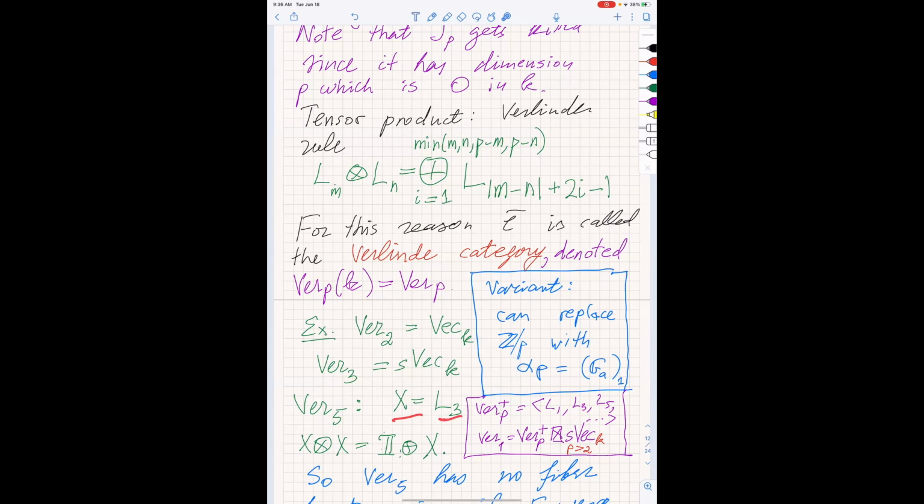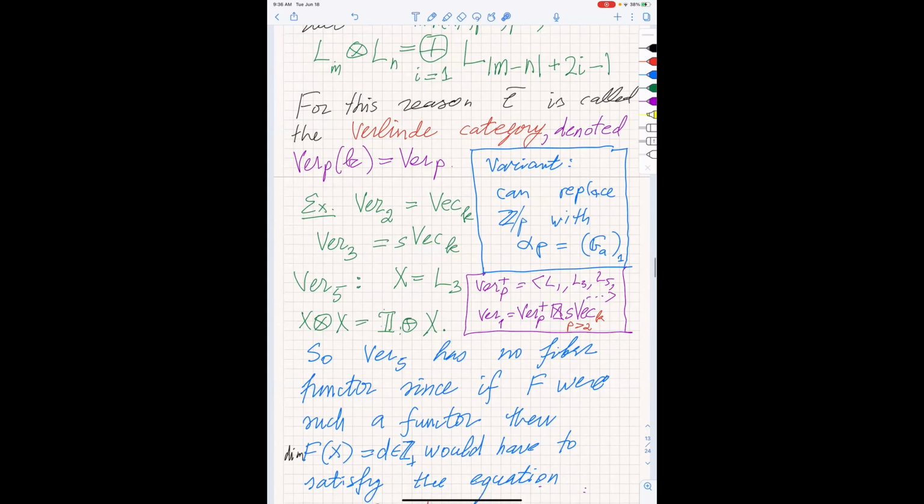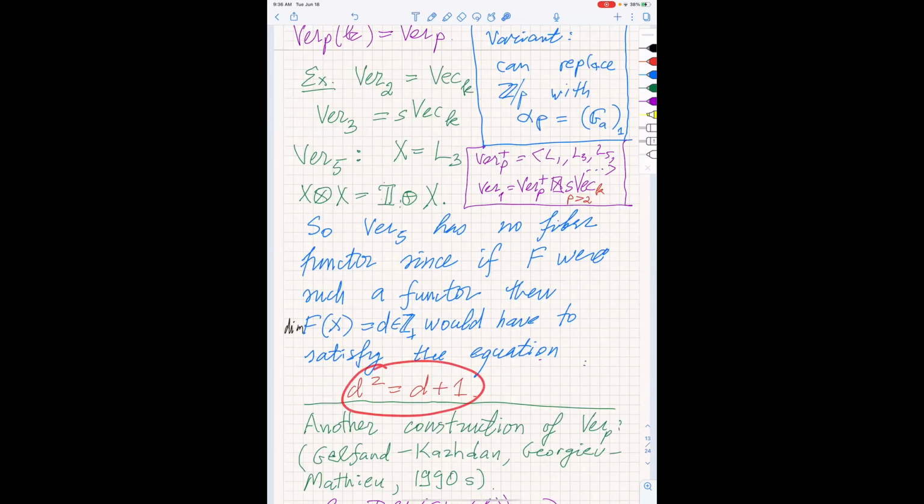And so if you take the object L_3, it generates the subcategory Ver_5^+ in it. And if you tensor it with itself, well, remember J_3 times J_3 equals J_1 plus J_3 plus J_5, but J_5 drops out, so you will just get J_1 plus J_3, which can be written as X times X equals 1 plus X. And so for this reason, we know that the multiplicities of tensor powers are given by Fibonacci numbers in this category. And this is why it's called the Fibonacci category. And so this category, therefore, has no fiber functor, because if there were such a functor, then by applying this functor to this equation, we would get that the dimension d of F(X) would have to satisfy this golden ratio equation, which cannot happen if d is an integer.